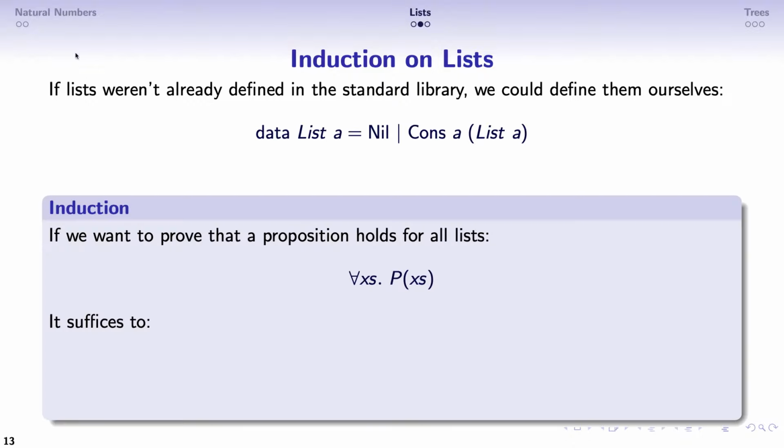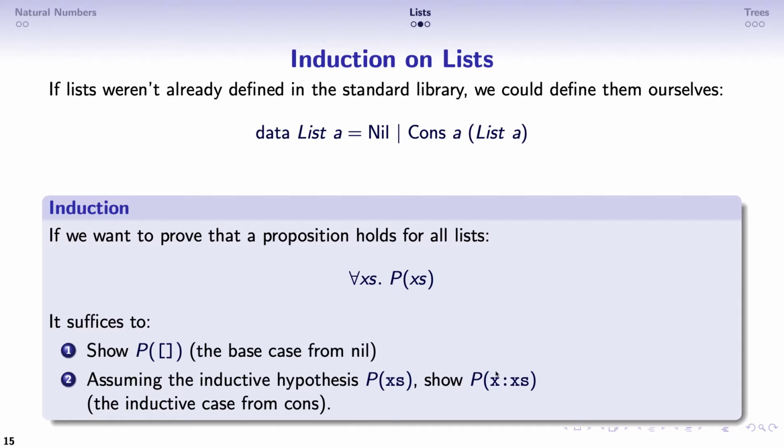So if we want to prove a proposition holds, so our proposition is P of x's, or the predicate is P, for all lists x's, then we need to show it true for the empty list, which is our nil constructor there. And we need to assume that it's true for some list x's and show it's true if I put a new element on the front, for the cons case. So this strongly resembles the induction that we've done on natural numbers, but now instead of natural numbers, we're doing lists. So let's do some example proofs.